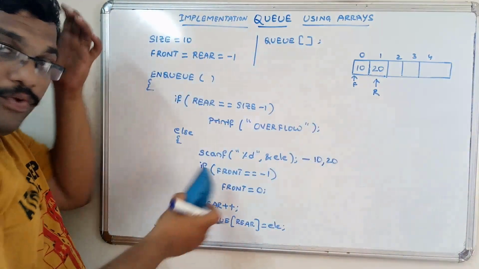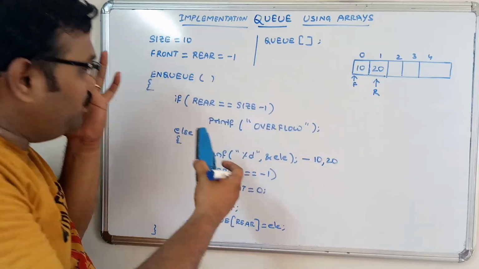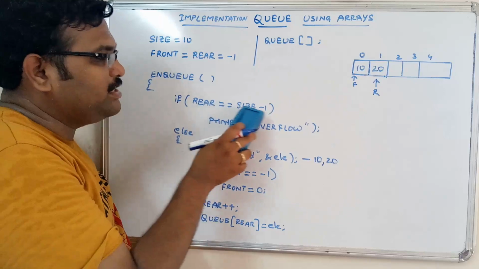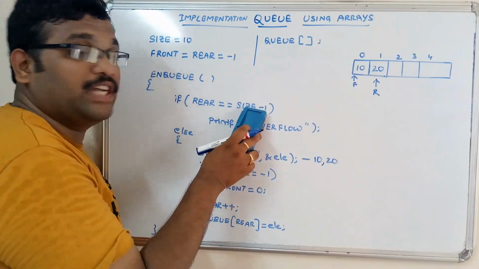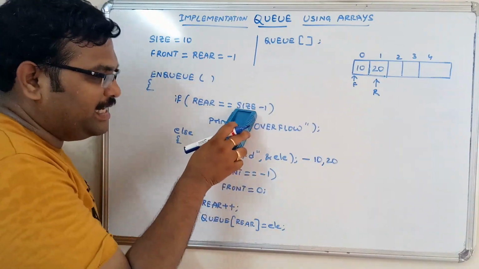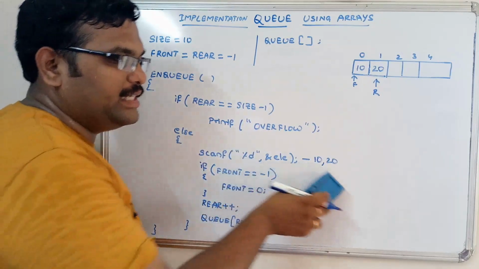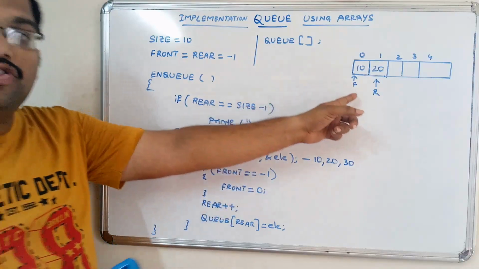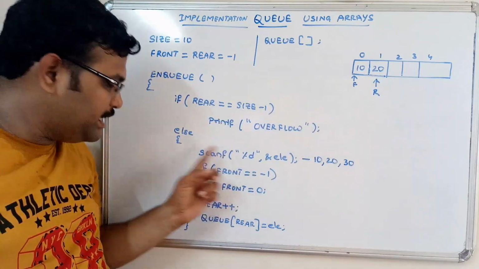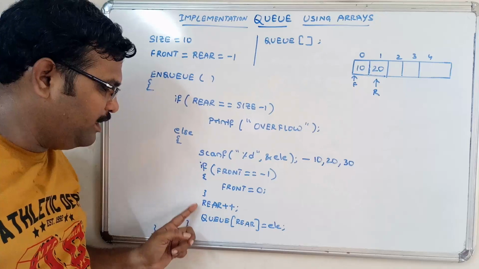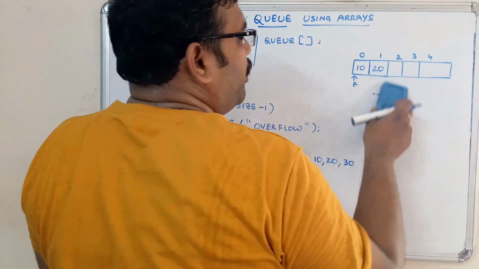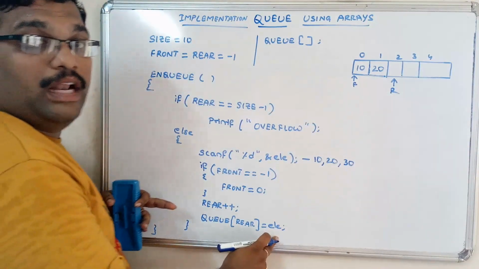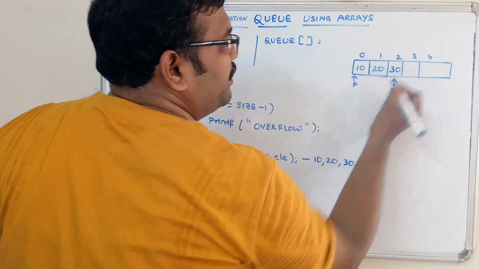And again, if you want to insert another element, then again you call the NQ operation. So rear is equal to size -1? 1 is equal to size -1? So condition false, else condition, it reads another element. So 30. So front is equal to -1? Front is not equal to -1. So condition fails and we come out from the conditional statement. Rear plus plus. Now rear will be pointing towards 2. Q of rear is equal to element. So here the 30 will be inserted.